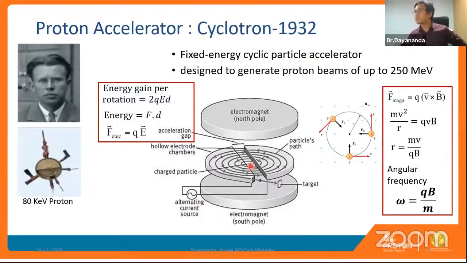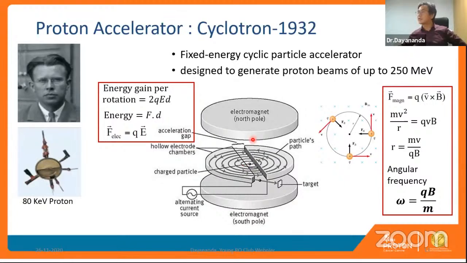So when the charge is injected with a certain energy, it will be attracted towards the D's depending upon the polarity. Say, for example, at this point, this plate is charged with negative and this plate is positive. So this will repel this proton and this will attract this proton. So the proton will come towards this side.